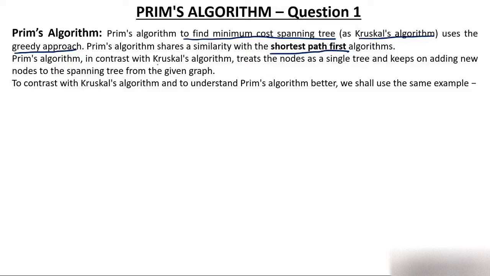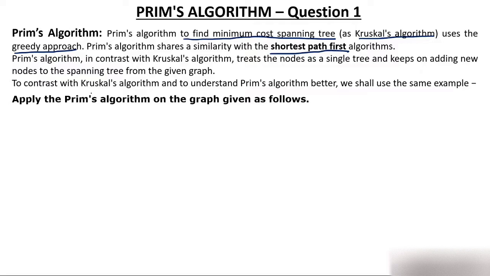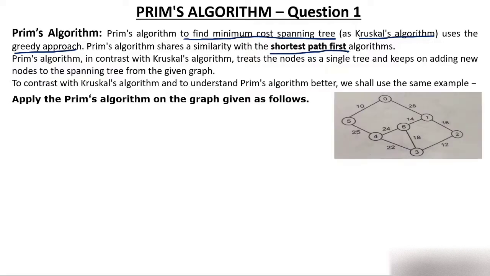Fine. Prim's algorithm, in contrast with Kruskal's algorithm, treats a node as a single tree and keeps on adding new nodes. In Kruskal's, you arrange edges in increasing order, but here you do not arrange, you just keep on adding the nodes. So let's start and solve the question. Apply Prim's algorithm on the given graph. You have to apply Prim's algorithm to solve it and find the minimum spanning tree.